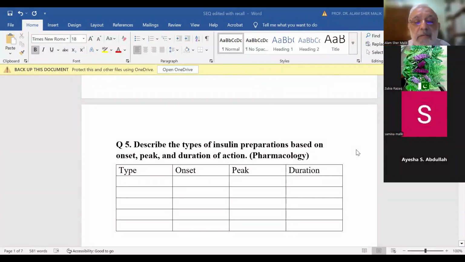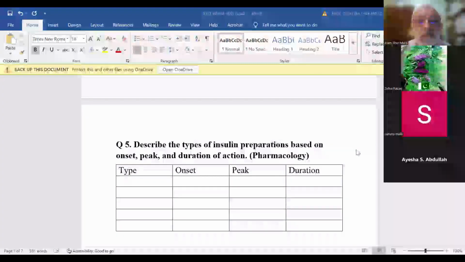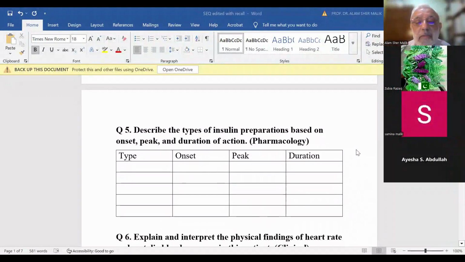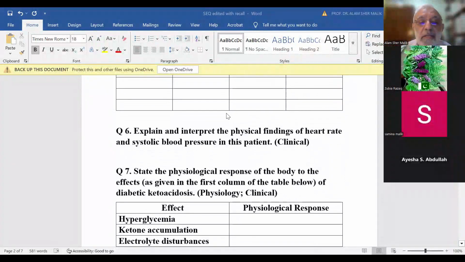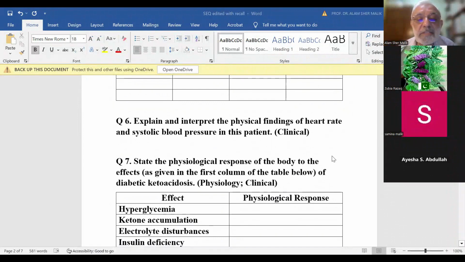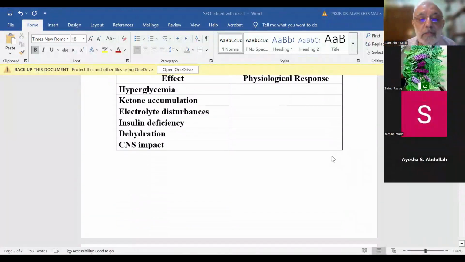Then describe the types of insulin preparations based on onset, peak, and duration of action, as given in the table, and explain and interpret the physical findings of heart rate and systolic blood pressure in this patient. State the physiological response of the body to the effects of diabetic ketoacidosis, as given in the first column of the table below.